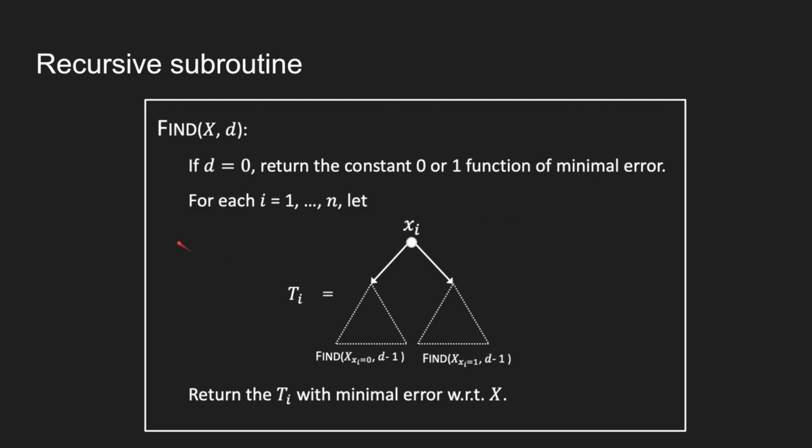It's defined recursively. The base case is when d equals 0 and you return the best constant. Otherwise, for each possible root i in n, you call find to build the left and right subtrees of the tree rooted at xi, and let the resulting candidate tree be called ti, and then minimize over the ti's and return the one with minimal error with respect to x.